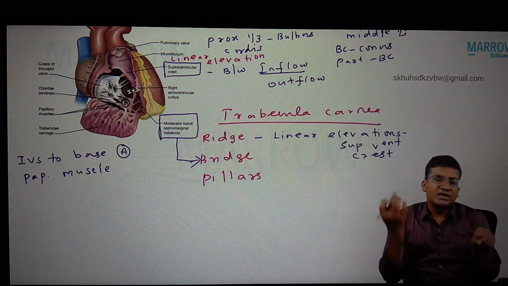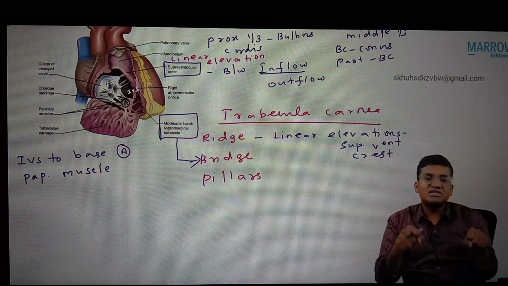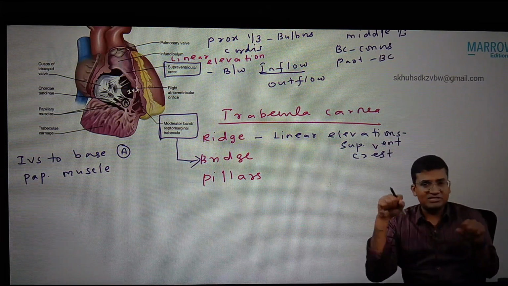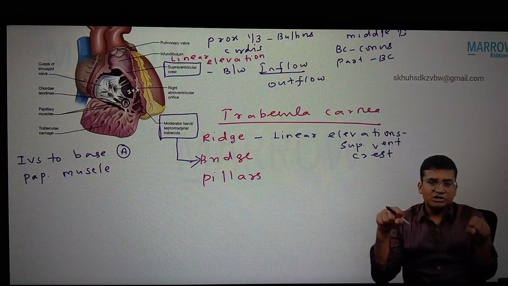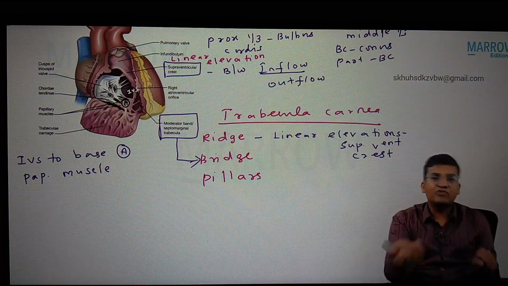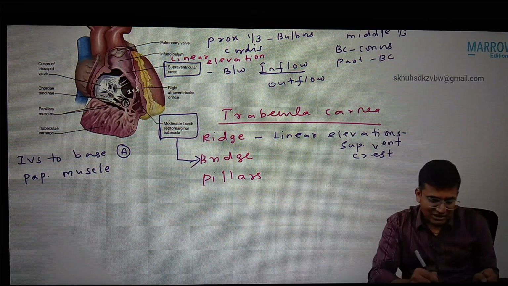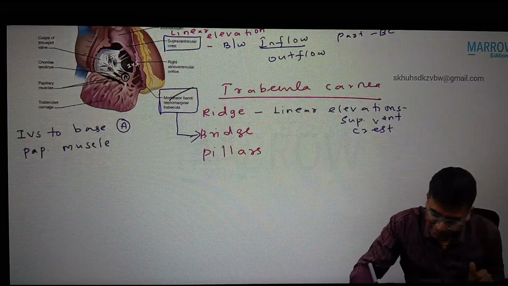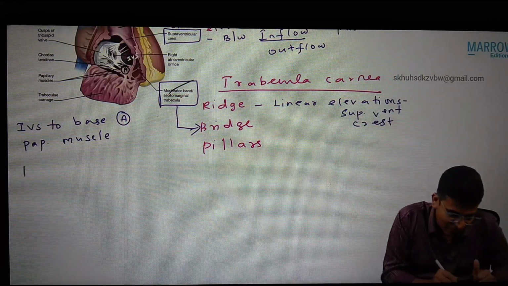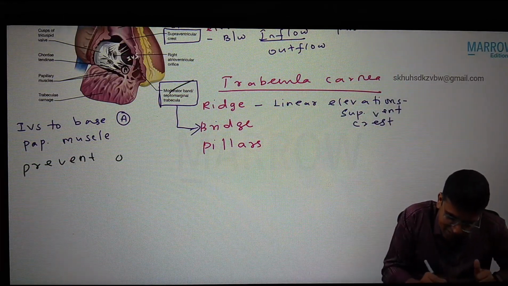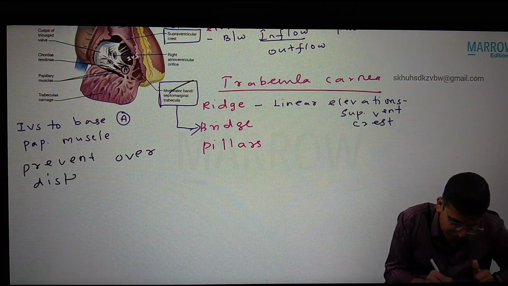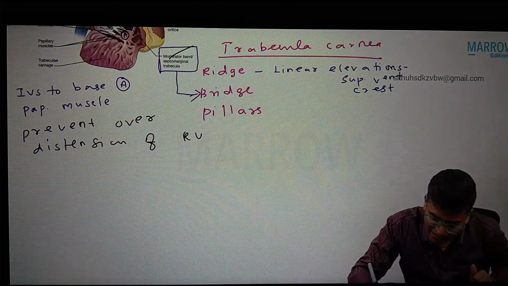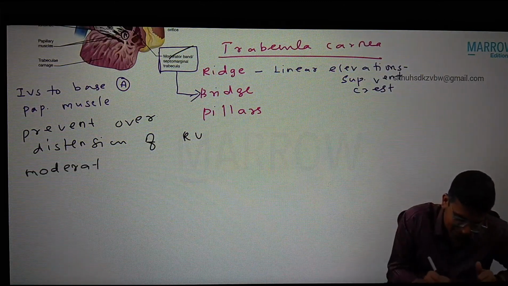Now what is the significance? This band, the septomarginal trabeculae, prevents the over distension of the right ventricle. It is coming from the septum to the papillary muscle, so it prevents the over distension of the right ventricle. That is why this band is also called the moderator band.